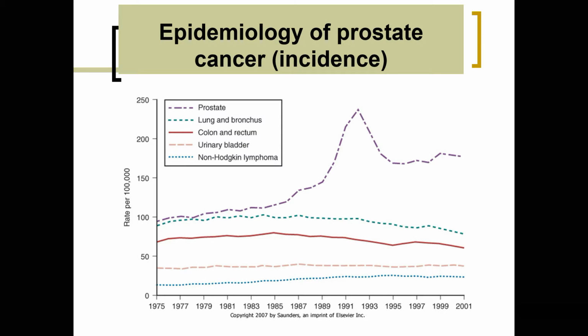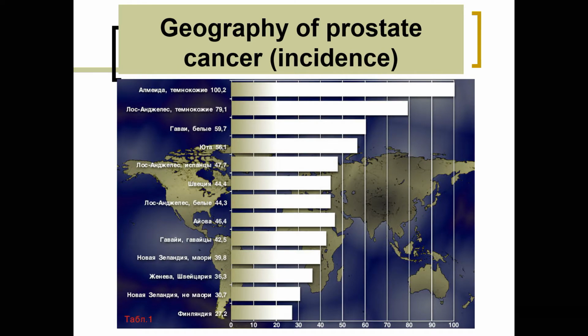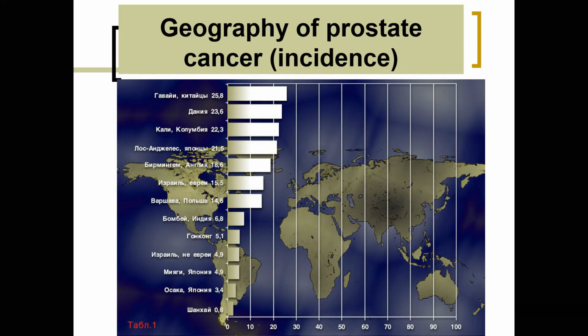Epidemiology of prostate cancer shows a high increase in cases from 1991, and it still holds a high position nowadays. Here we can see the statistics in all countries where prostate cancer is diagnosed. The most affected nationalities are Africans and African Americans. Geographically, we can see that there are fewer people with prostate cancer in Europe and in Asia.